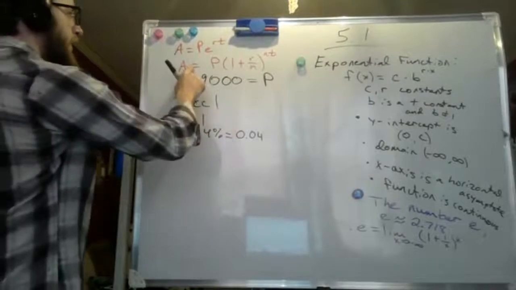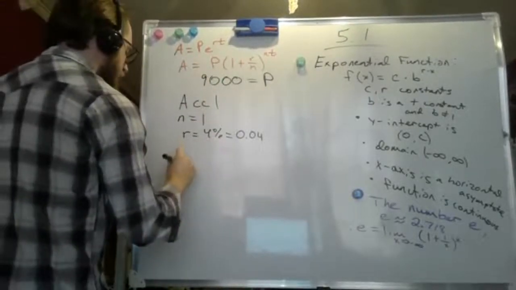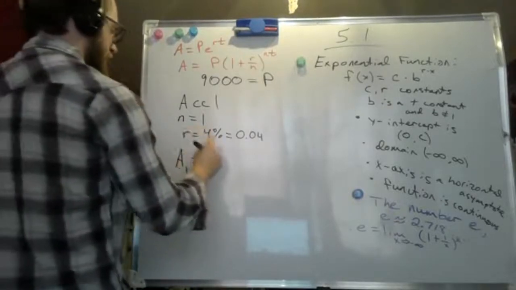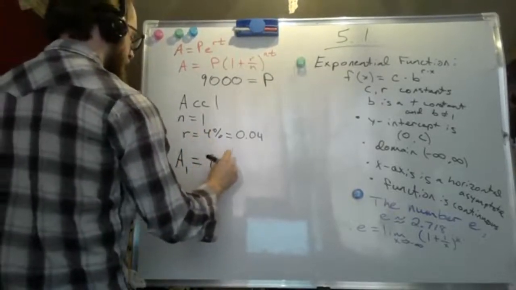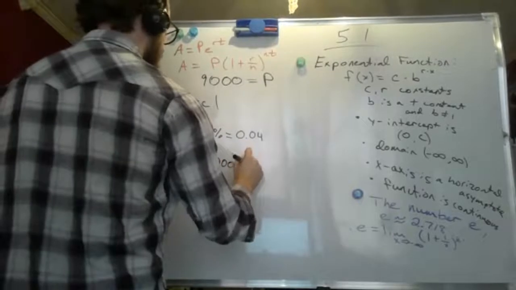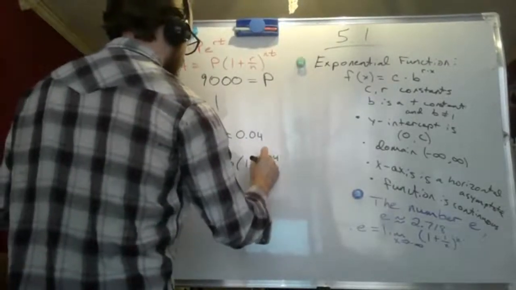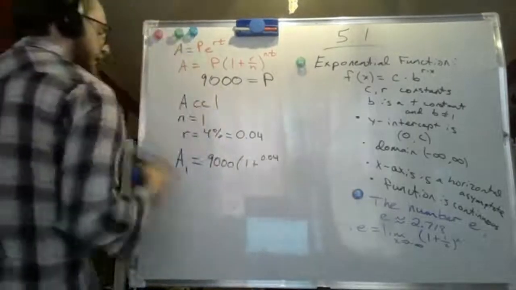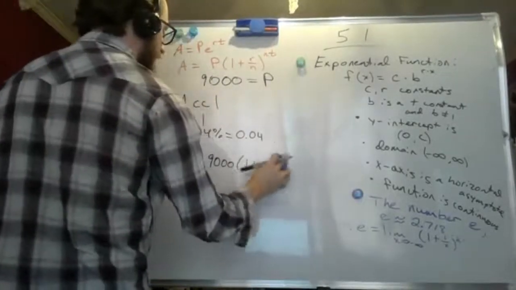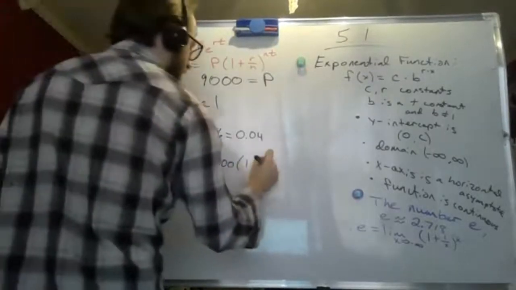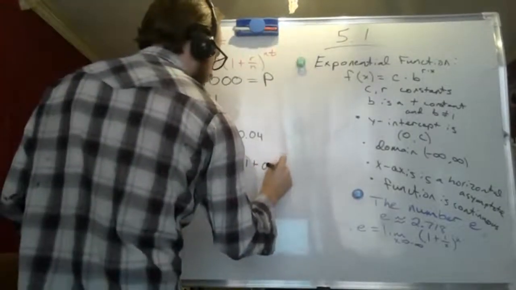And so we can go ahead and make our equation here. So account 1, A1, is equal to 9,000 times (1 plus 0.04), and it's compounded annually, so n equals 1. It happens once a year. So 0.04 divided by 1 is just 0.04.